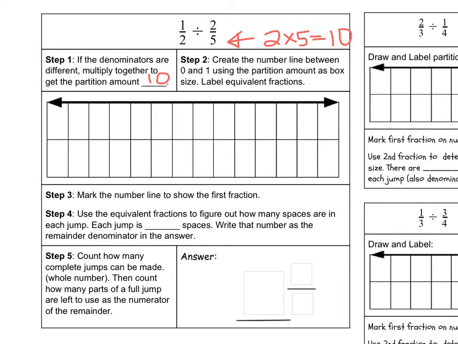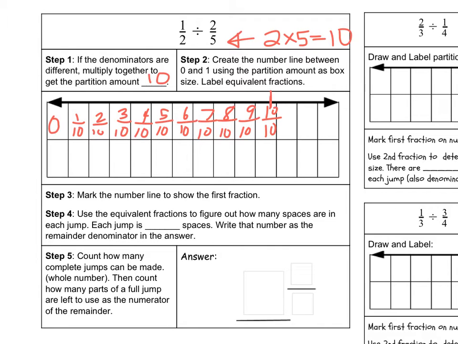So starting at 0, we're going to make each partition a tenth. So 1/10, 2/10, 3/10, 4/10, 5/10, 6/10, 7/10, 8/10, 9/10, 10/10. I'm just going to take it to 1. Okay, and just like we were doing when we were adding fractions using the number line, we're going to have to label our equivalent fractions.